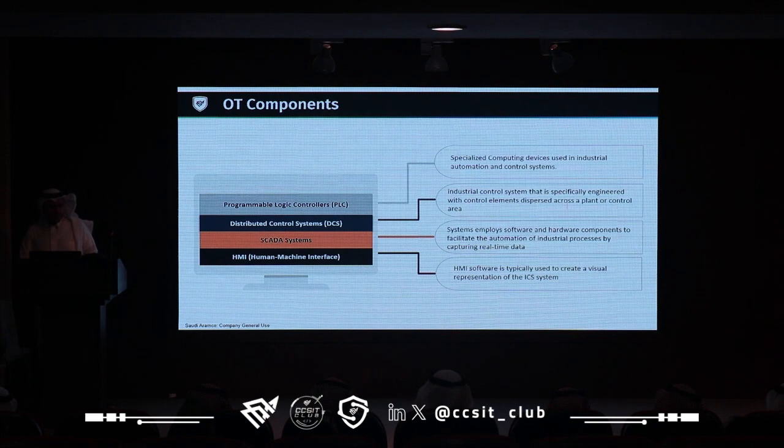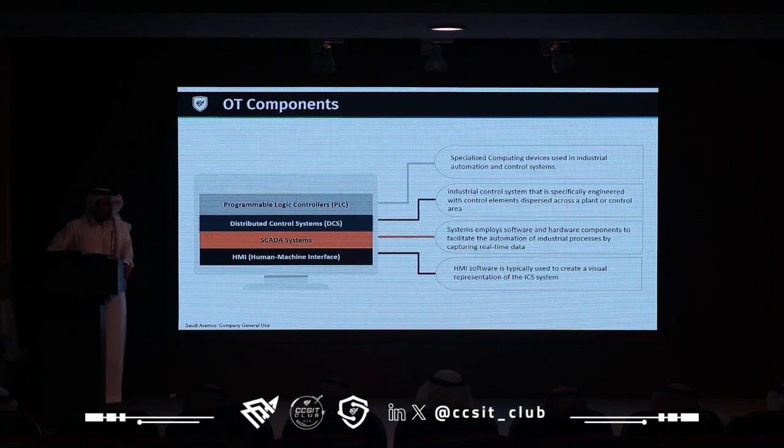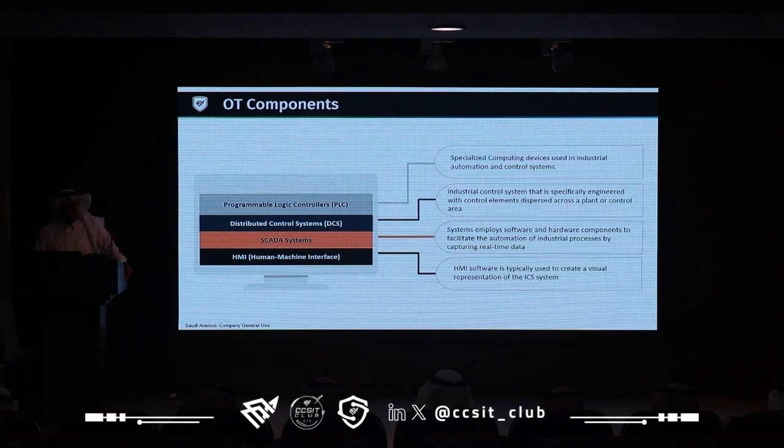We have the second system, distributed control systems. It is an industrial control system that engineers use to control elements across the plant and control area. This system is bigger and more advanced than a PLC. It will use the PLCs to control the plants or the machines inside the plants, with more features and elements to operate and monitor the physical devices inside the factory or the plant or your environment.